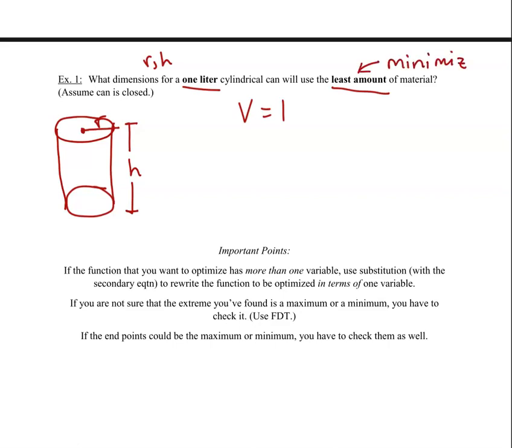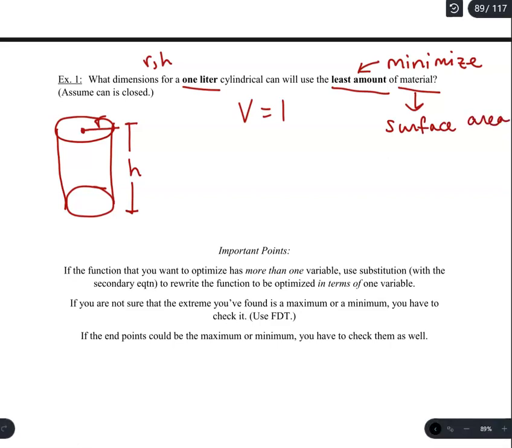And what is it we want to minimize? We want to minimize the amount of material. So that would refer to the surface area. How much material are we going to take up in square units?